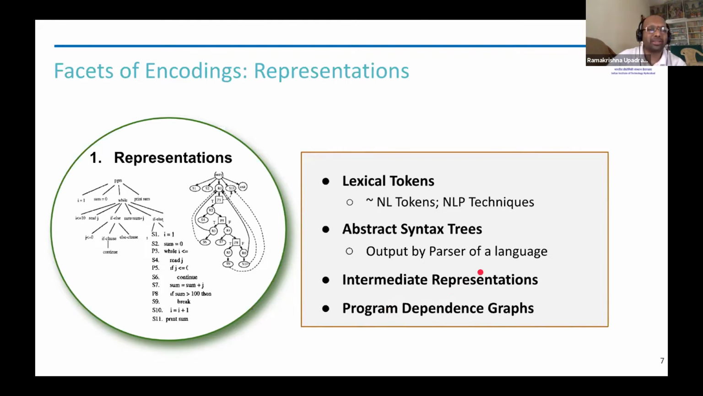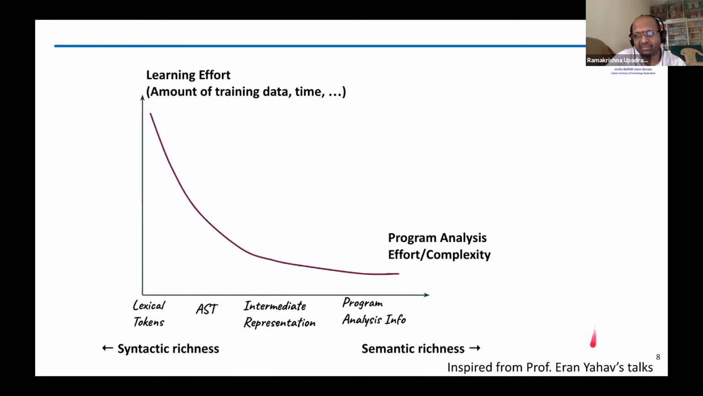So let me go to something. Professor Eran Yahav from Technion has a very beautiful slide. He classifies these various representations as using lexical tokens, AST, intermediate representation, program analysis info. Lexical tokens are very easy to obtain, and for AST you have to consider the parser and clean up the parse tree, etc. And then you have to go through the intermediate representation, which takes a conversion by itself, and then you can construct program analysis info from this.